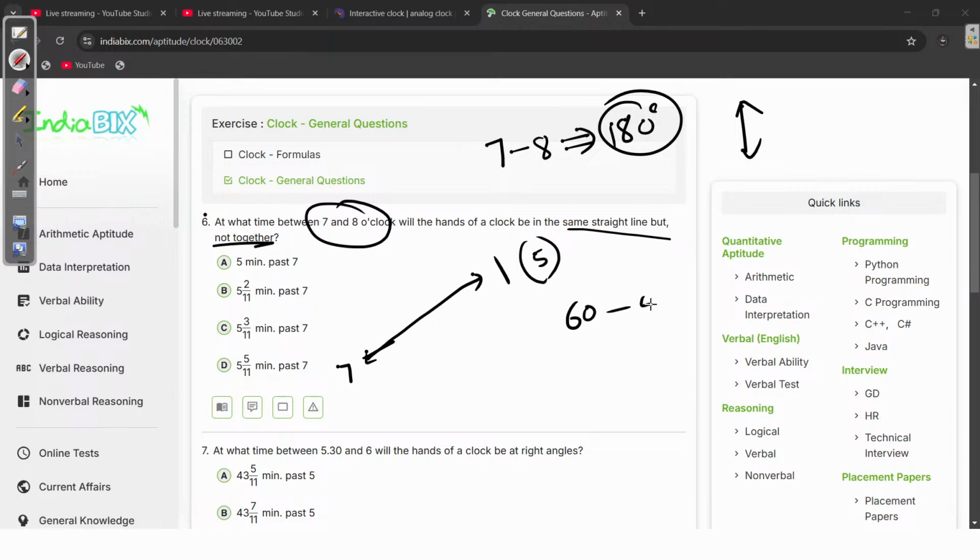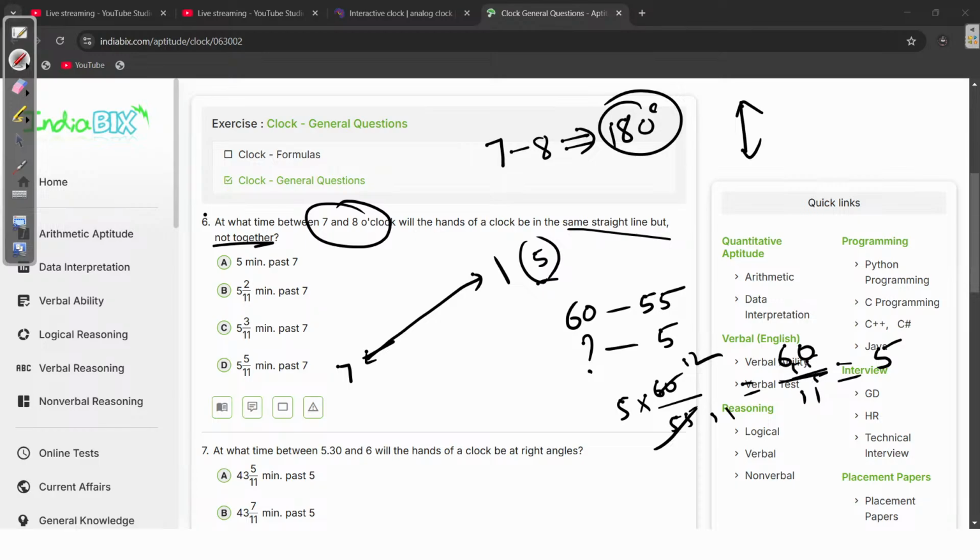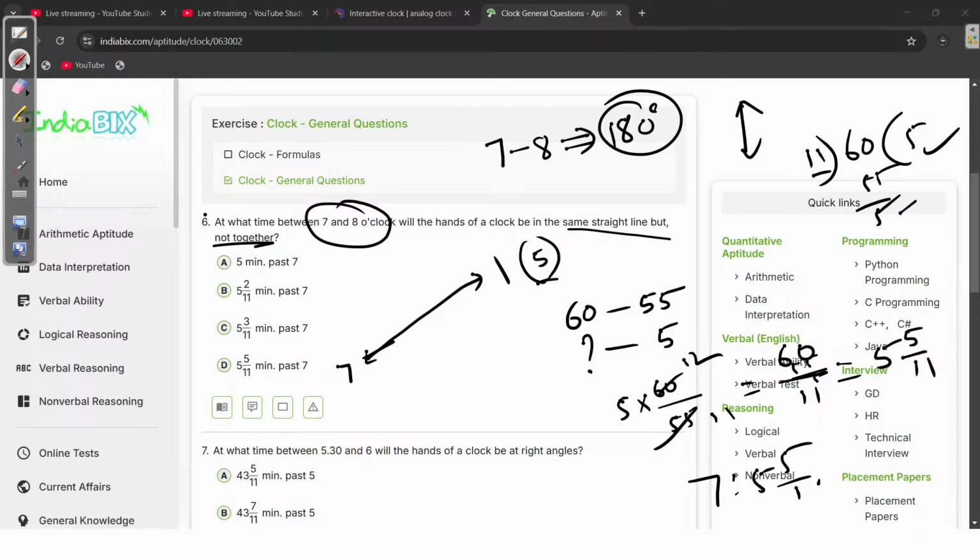Now write this statement. For every 60 minutes you can see only 55. How much I am saying? 5. So what is the original value? 5 into 60 by 55, that is 12 by 11. 5 11s are 55, I am going to get 5. So 5 by 11. I thought the answer is 7 5, but the actual answer is 7 5 by 11. So your answer should be 5 by 11 past 7.